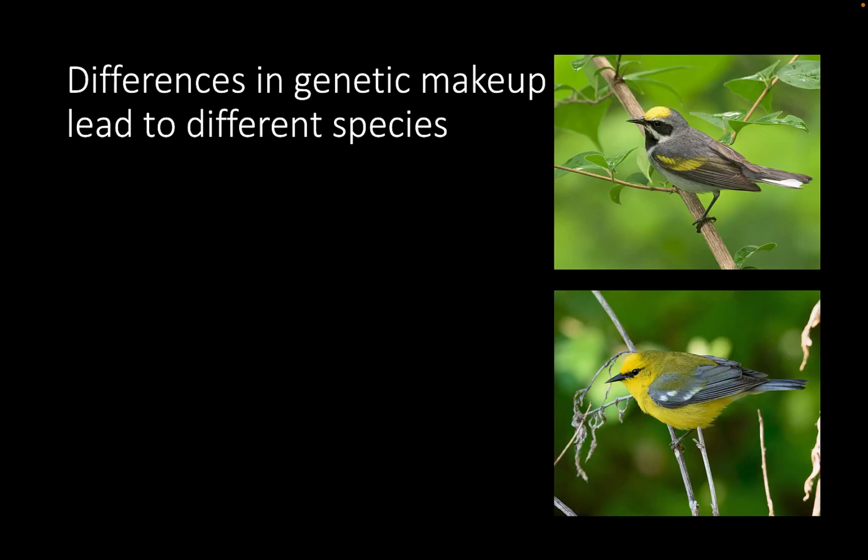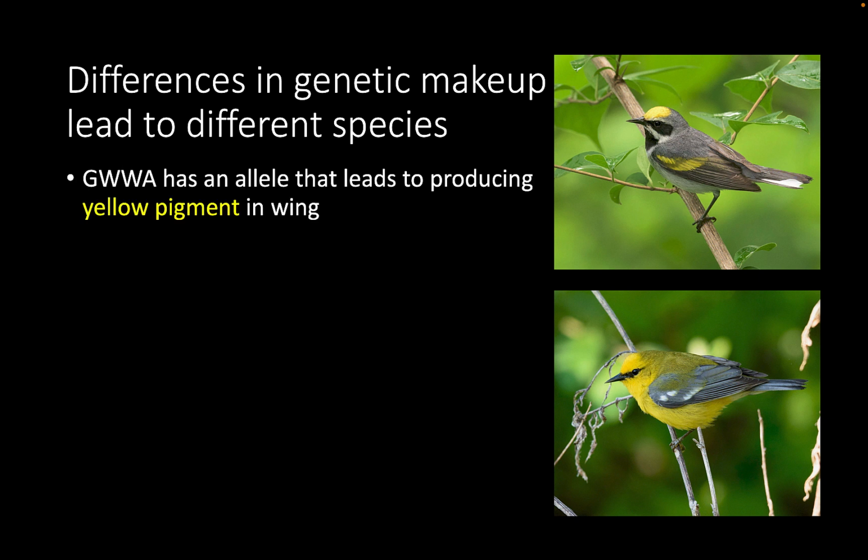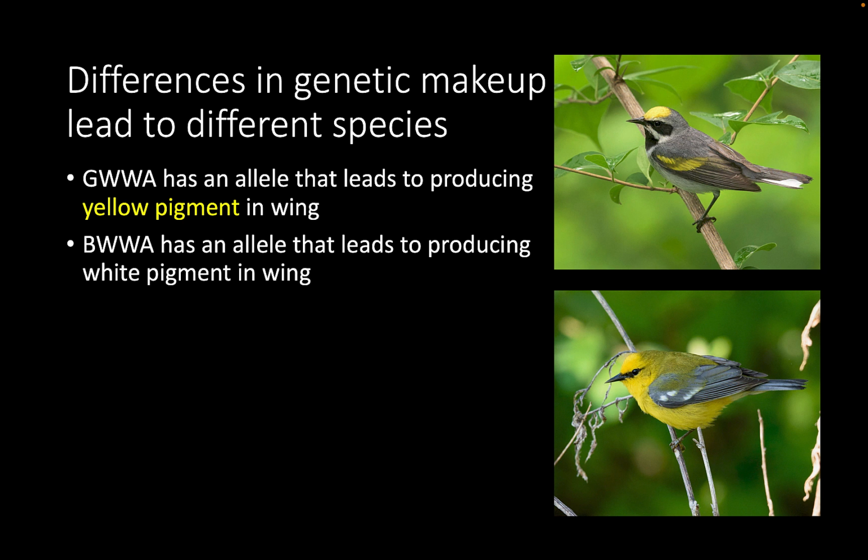So, with these two warblers, we would expect there to be genetic differences that lead to the difference in appearance of the two species. So we would expect there to be some sort of allele for golden-winged warblers that leads to production of a yellow pigment, and that the blue-winged warbler would have an allele that leads to the production of white pigment in the wing. So in the golden-winged warbler, we see golden in the wing because of a particular allele, and here we see white in the wing because of a certain allele.